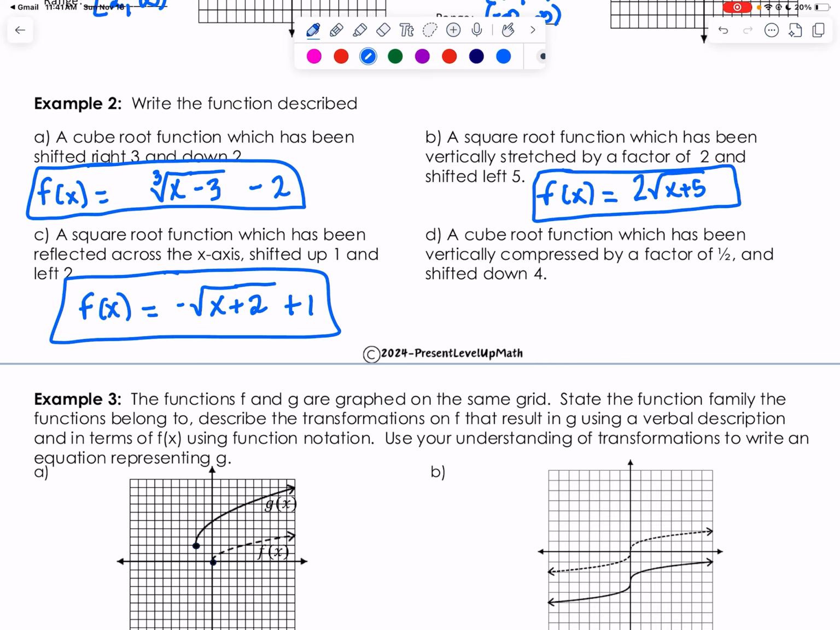All right, on problem D, we have a cube root function. So f of x is equal to cube root of x. It's been vertically compressed by a factor of 1/2. Since it's vertically compressed, that would go in front of our cube root, and shifted down 4. So out to the side, we want a minus 4. All right, again, check your answer with mine. Fix anything that you got wrong.